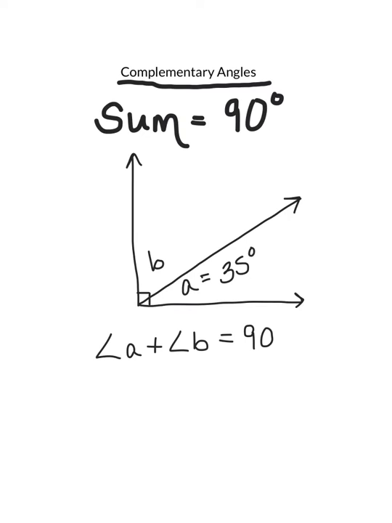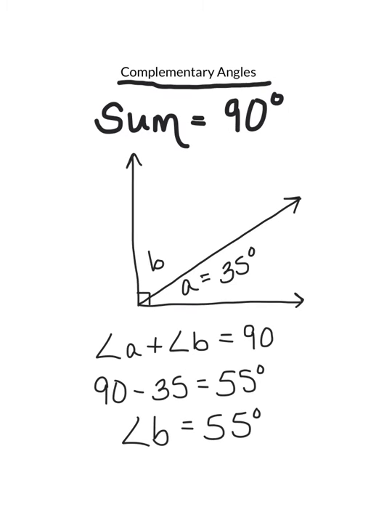Now, if I told you that A was equal to 35 degrees, to find the measure of angle B, I would do 90 minus 35 to get my answer, which is 55 degrees. Therefore, angle B would be 55 degrees. So again, complementary angles, the sum of the two angles is 90 degrees.